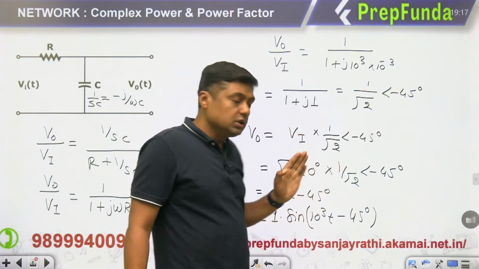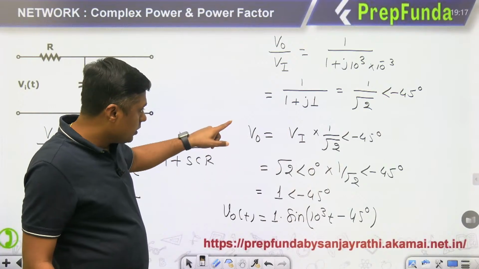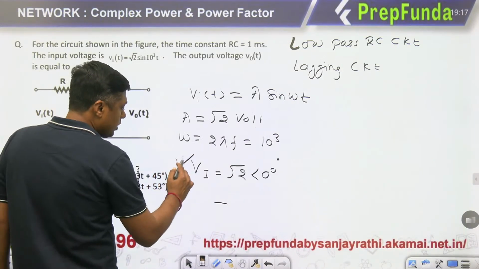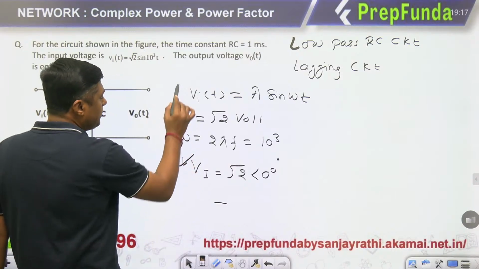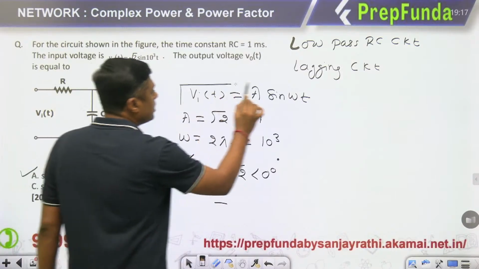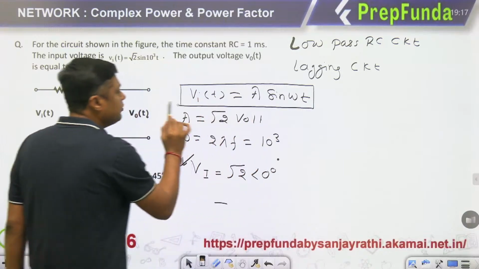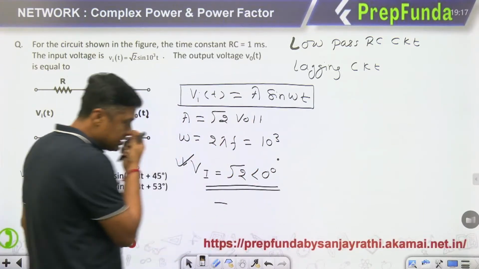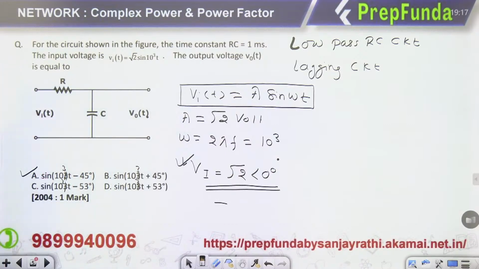Okay. So this is called the phasor notation for this input signal. This is in the frequency domain, and that representation is in the time domain. And that is a basic question, guys, on the RC circuit.